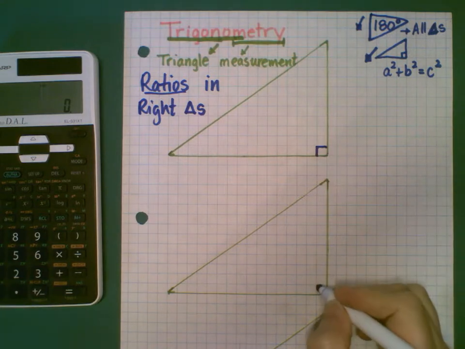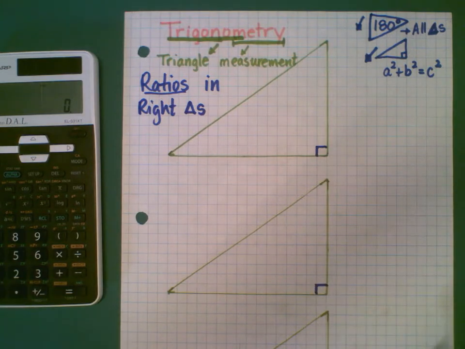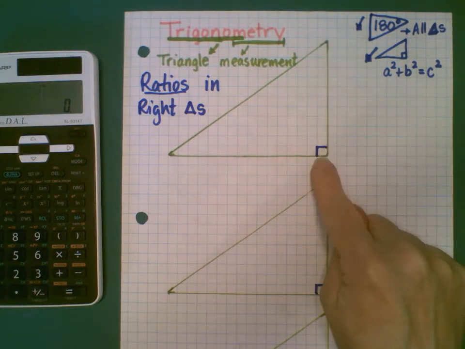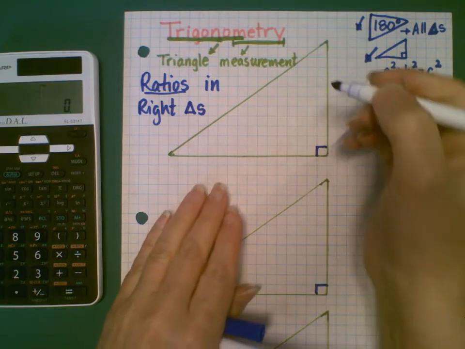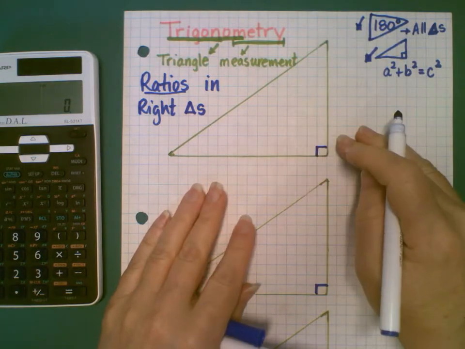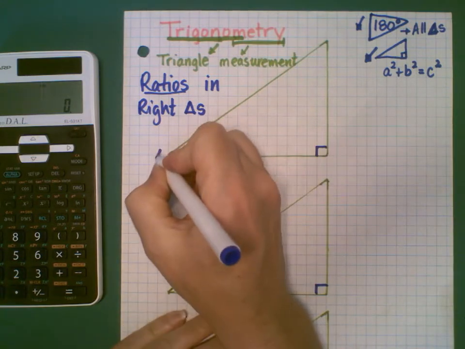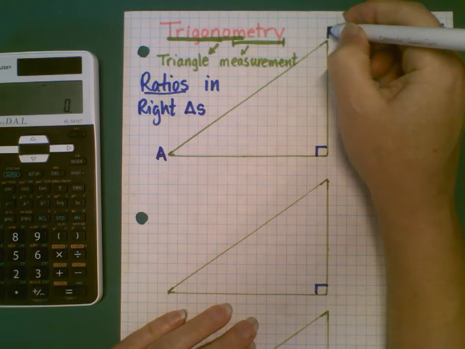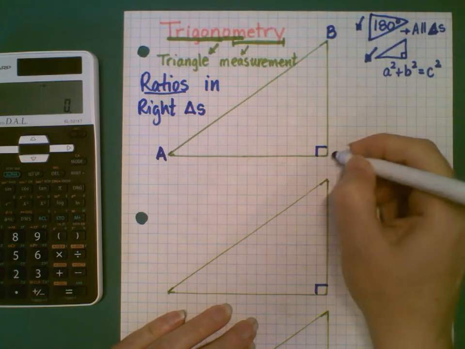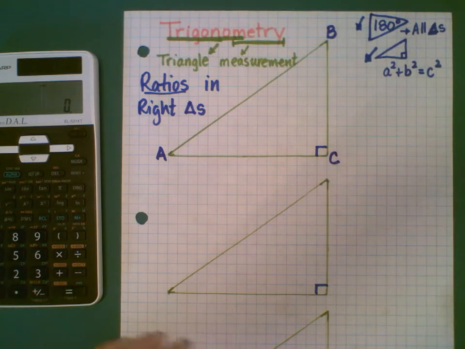So I'm going to mark my 90-degree angle down here in the corner. And then I'm going to mark some of the vertices, that's the points where two sides meet. Just for consistency's sake, I'm going to call this lower left-hand angle A, this one B, and then the 90-degree angle I will call C.